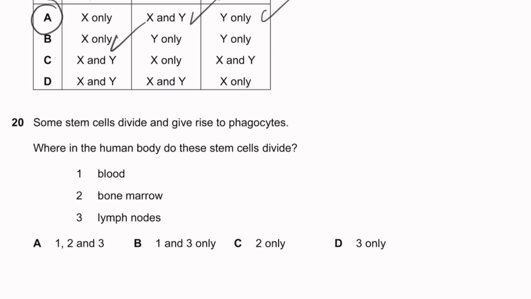A. Some stem cells divide and give rise to phagocytes. Where in the human body do these stem cells divide? They divide in the bone marrow, and that would be it. So remember that cells that lead to blood cells, in this case white blood cells, will be dividing and differentiating in the bone marrow.